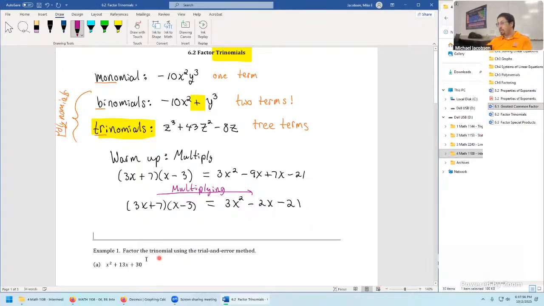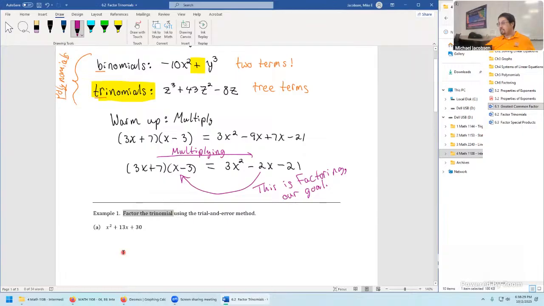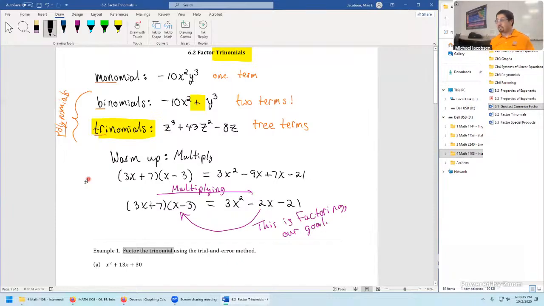Much like in section 6.1, factoring out the greatest common factor, well, that's just the reversal of the distributive law. So going this way, that's what we want to do. This is factoring. Our goal. So we want to reverse the process that expanded all of this out and get to this. That's going to be our answer. A binomial times another binomial. So here's how it's going to all start out. Any questions first with any of the warm-up topics?